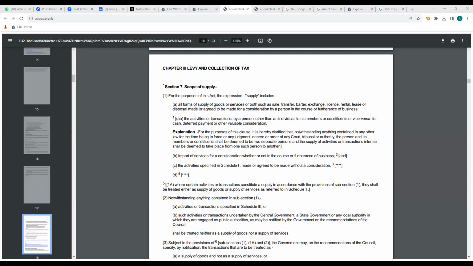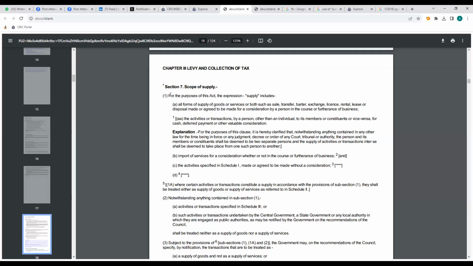When we speak about section 7, section 7 subsection 1 starts with: for the purposes of this Act, the expression supply includes. Now, it seems it has an inclusive definition. Whenever the term includes is used, no, I would not be saying that supply has an inclusive definition.